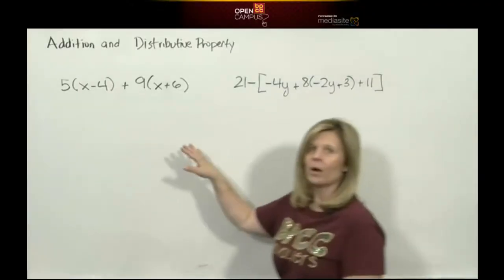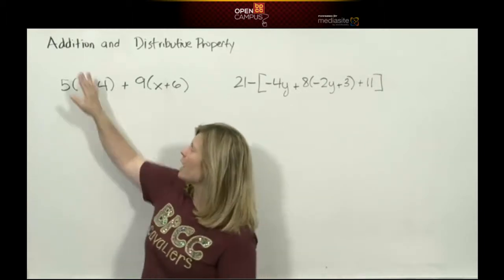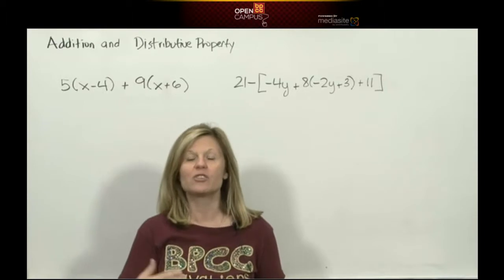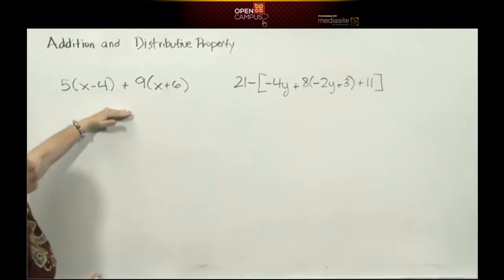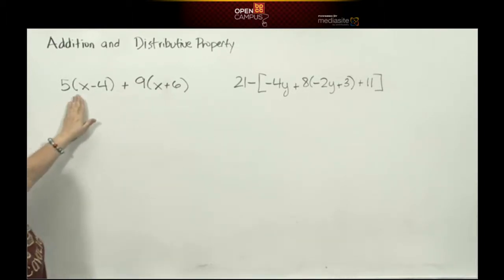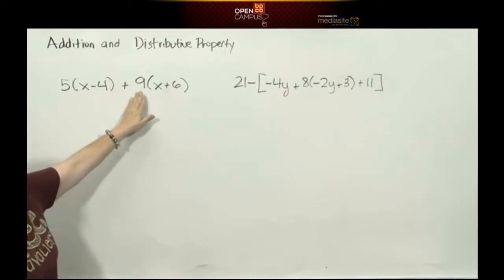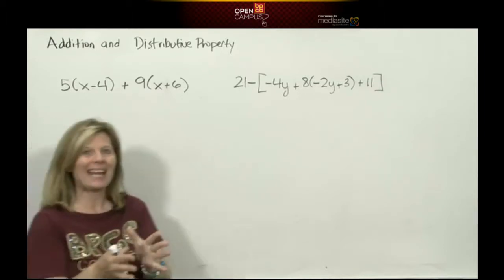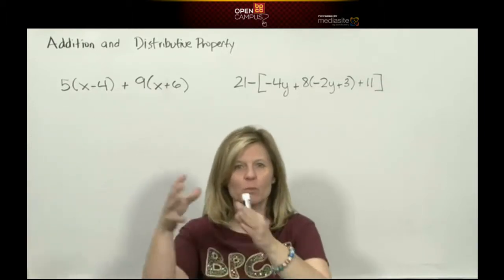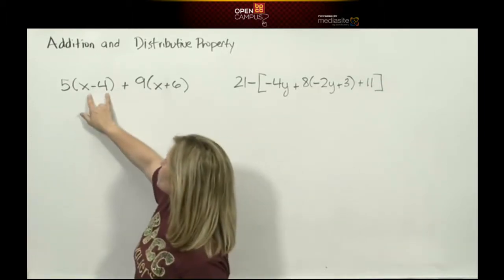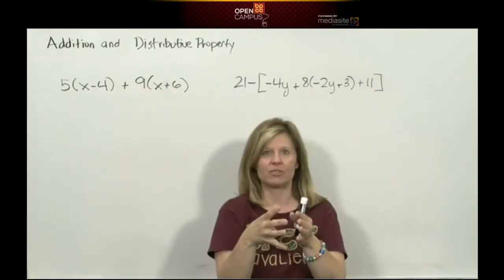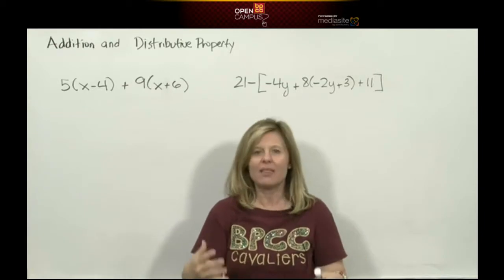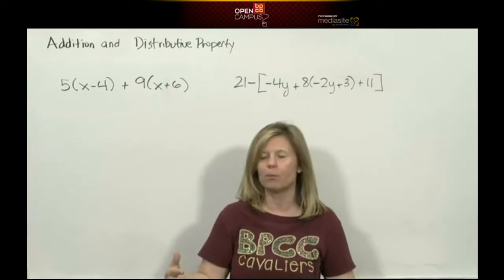Hi everybody, we're in module 2.2 and we're going to learn how to do addition using the distributive property. Remember, the word distribute means to multiply. If you look here at our expression, 5 times (x minus 4) plus 9 times (x plus 6), I see addition, but I can't add yet because I don't have the terms all separated. I have terms stuck in timeout in parentheses. So there's no adding going on until we get rid of the parentheses. And that's why the distributive property is so important.